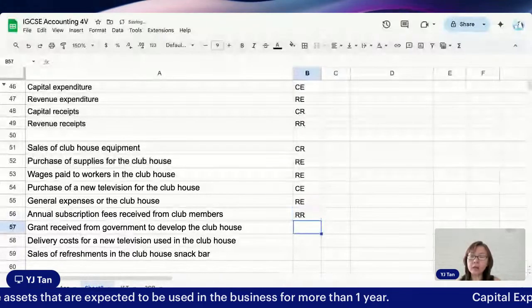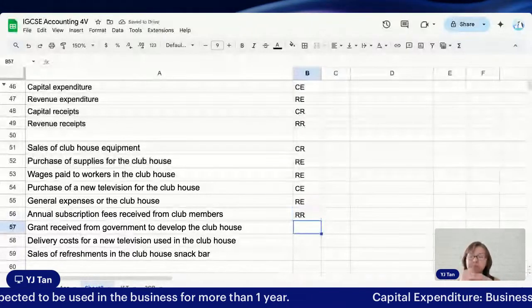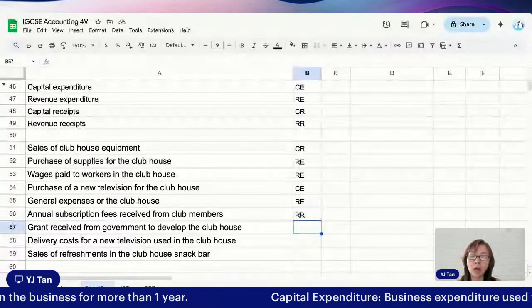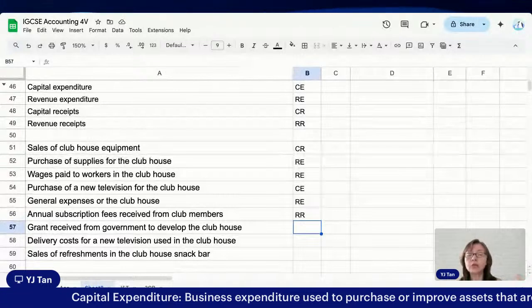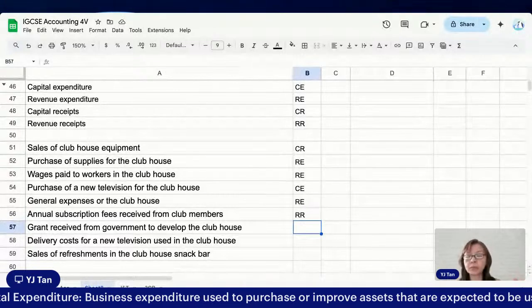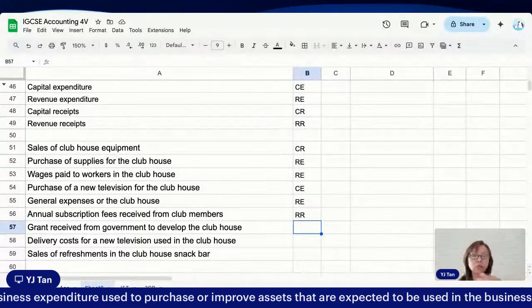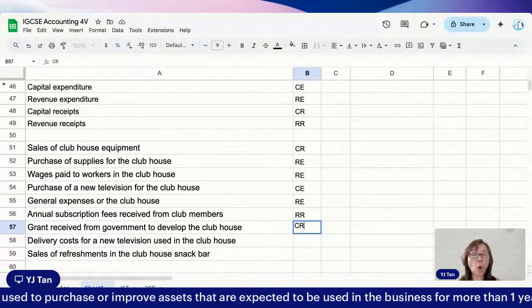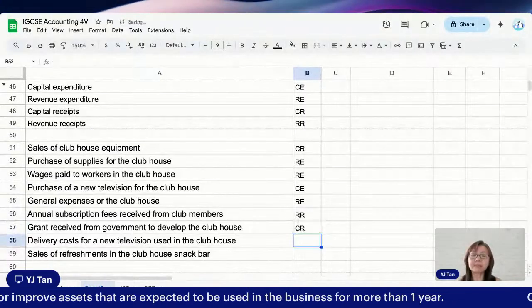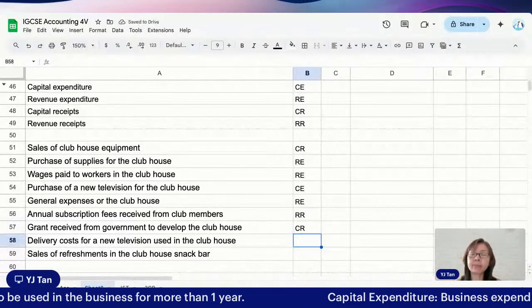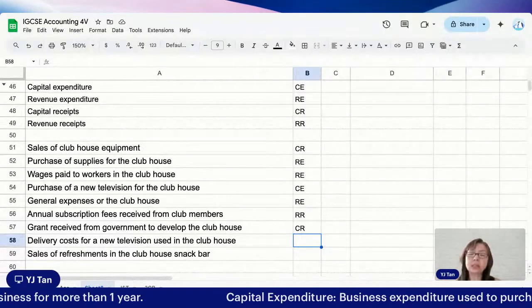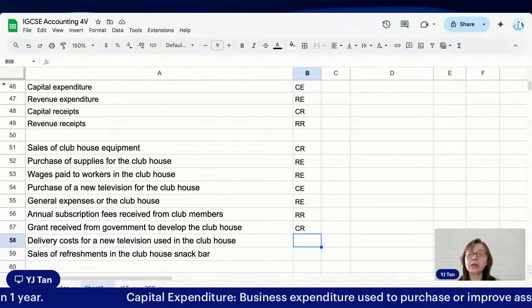Grant received from government to develop the house. The government gives you some money for renovation or other purposes. So this is not normally income, it's a capital receipt. It means you don't always receive this kind of fund into your business. So it's considered a capital receipt.